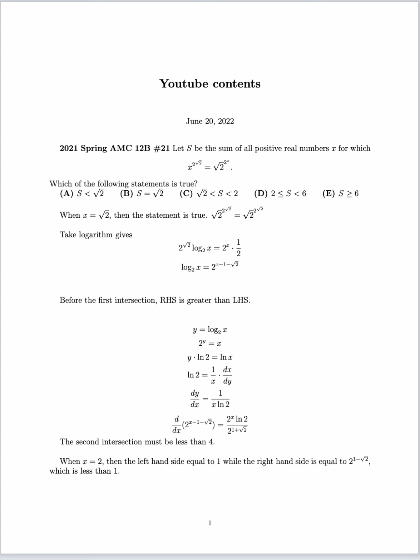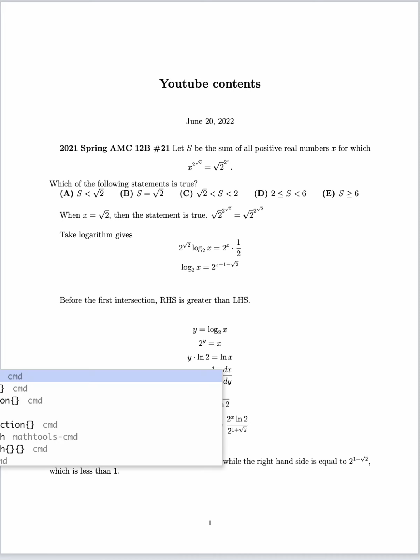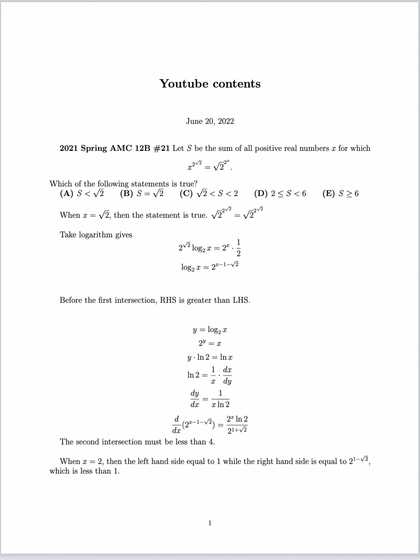Well, why is that less than 1? It is because we have 2 to the 1 minus square root of 2's power is equal to 1 over 2 to the square root of 2 minus 1's power, which the bottom cannot be less than 1, yielding the fraction is less than 1.